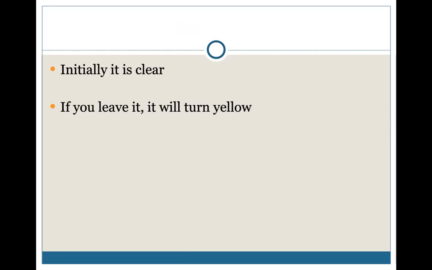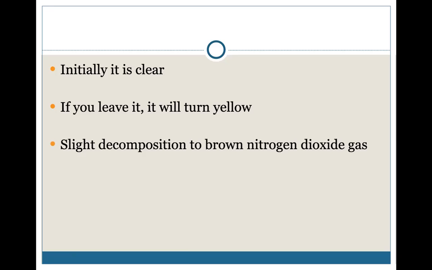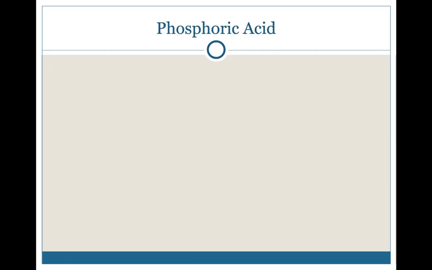Initially, nitric acid is clear, and I have seen this with my own eyes. If you leave it out for any period of time, usually about an hour, it starts to turn yellow. And that's because it starts to decompose and it produces brown nitrogen dioxide gas. Pretty nasty stuff. Next is phosphoric acid.